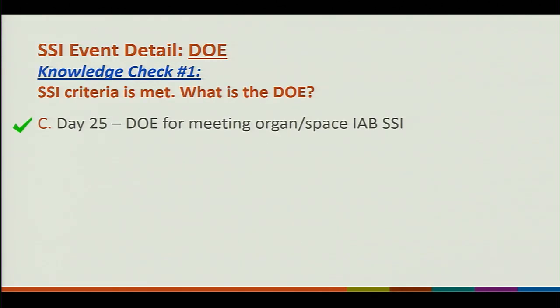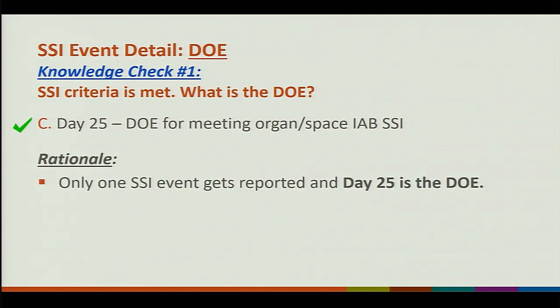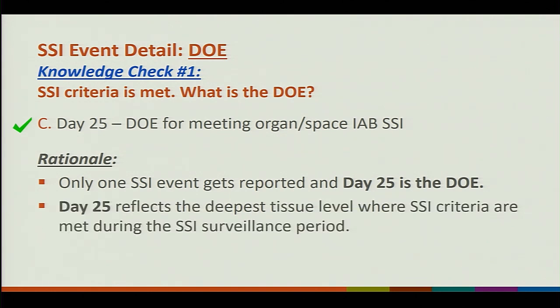This is your date of event for meeting your organ space IAB SSI, and this is what gets reported. And the rationale is you only report one SSI event for a procedure of the primary incision site, and day 25 is your date of event. Day 25 reflects the deepest tissue level where SSI criteria are met during the SSI surveillance period. Does this make sense? So remember, you can't have 2 SSI events assigned to that colo. It has to be one, and since the deepest tissue level was the organ space level, that's when you would assign this event as an organ space SSI.